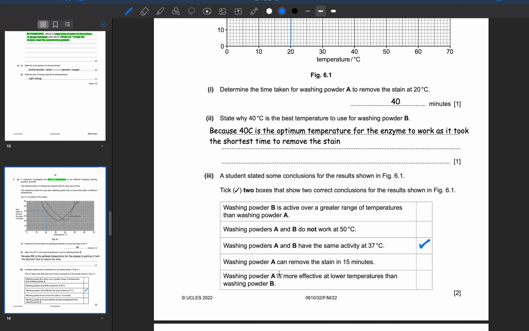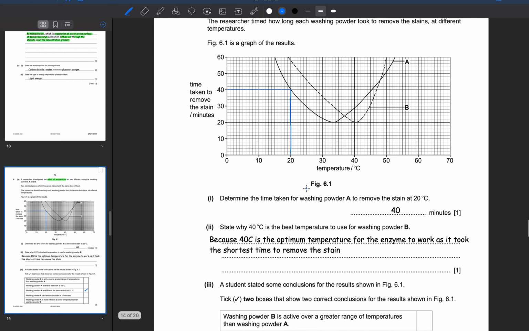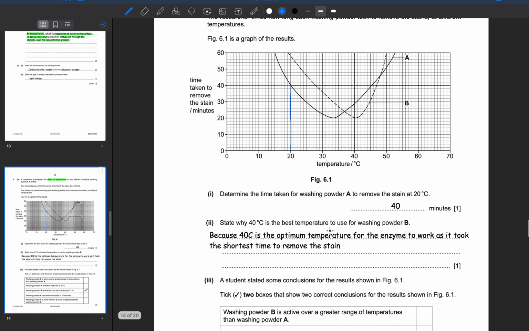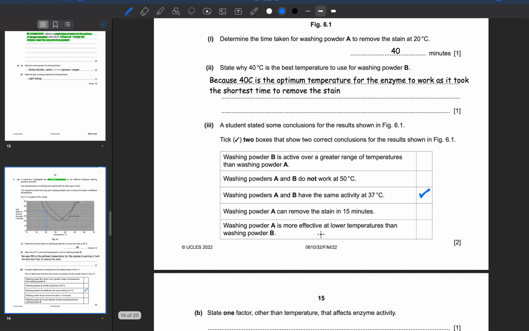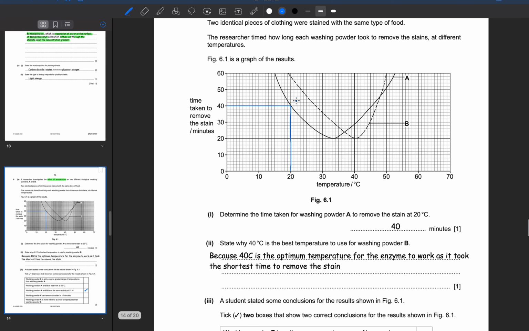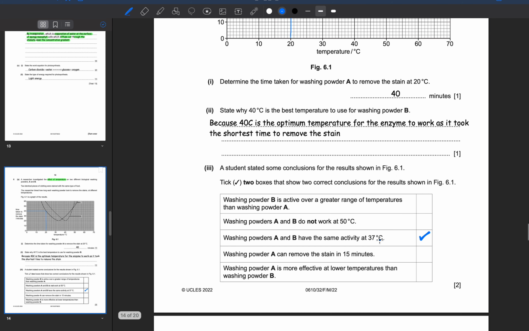Okay, now I have to tick two boxes. So the next one, washing powder A can remove the stain in 15 minutes. In 15 minutes, no, it's not removing the stain. The last one, washing powder A is more effective at lower temperature than B. This is the right one, because A started working from 15, while B started at 19. So this one also is the right answer.